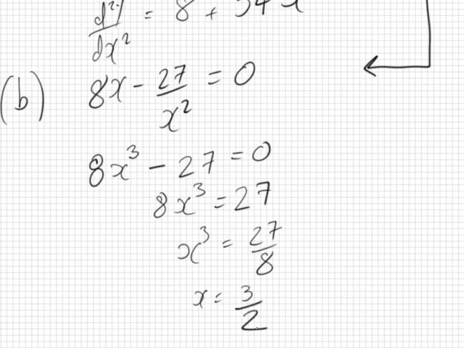Now be very careful. That's only the x. He still wants the y. So you have to substitute this back into the y. So you have 4x squared minus 44 plus 27 over x. So you get y is minus 17.